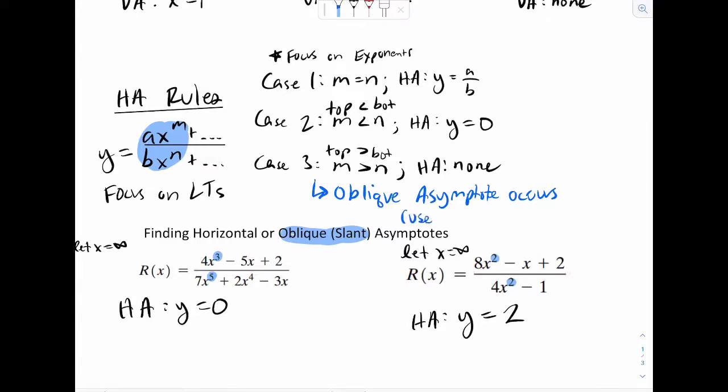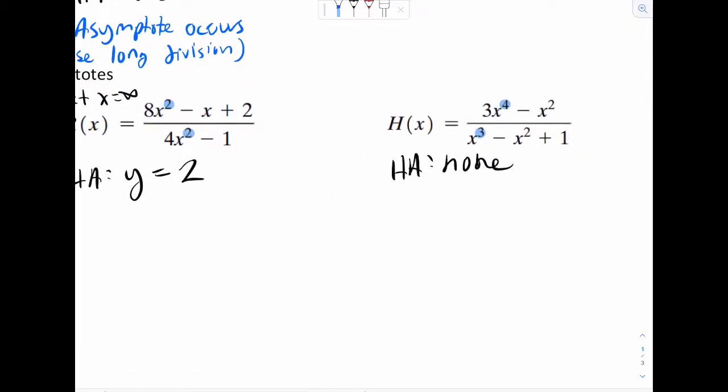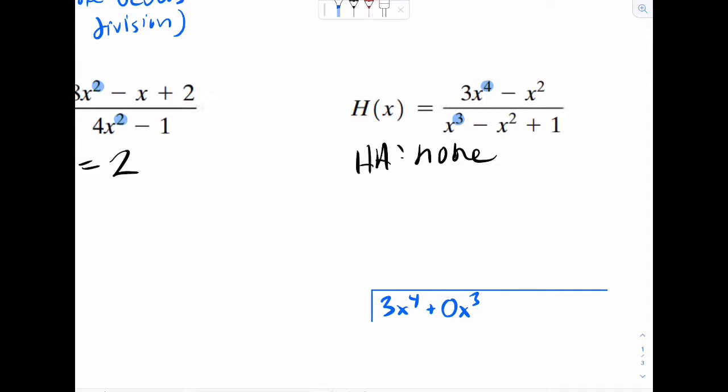And what we're going to do to find it is we're going to actually use long division. So back in Algebra 1, you should have learned long division, and now we're going to use it again in Algebra 2 to figure this thing out. So hopefully you remember long division. Make a house, 3x to the 4th, and we need placeholders for the terms in between. So I'm going to put 0x squared minus x squared, 0x cubed minus x squared plus 0x plus 0, and we're dividing it by x cubed minus x squared plus 1.